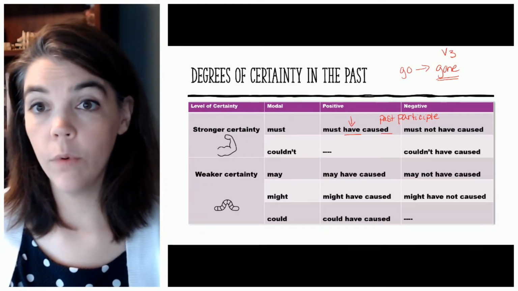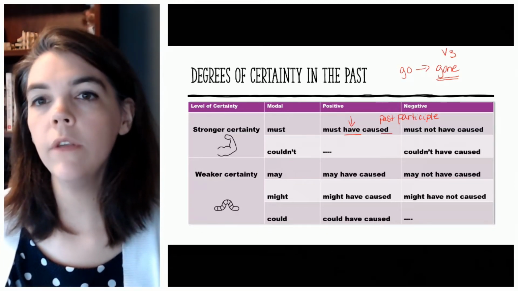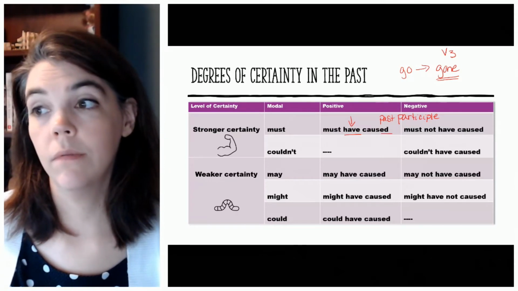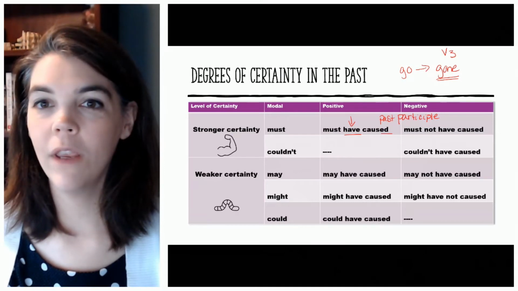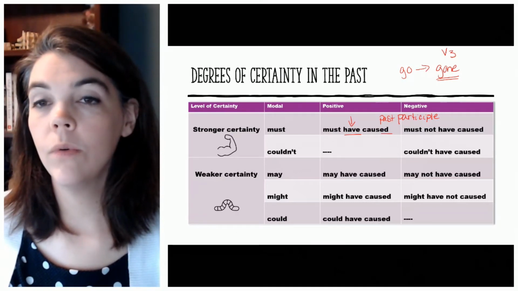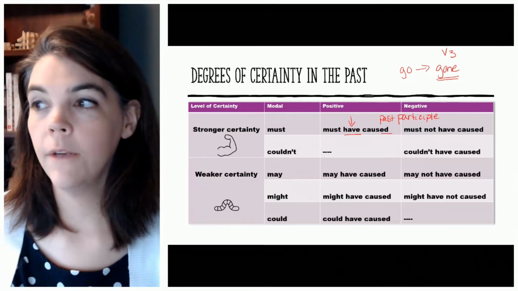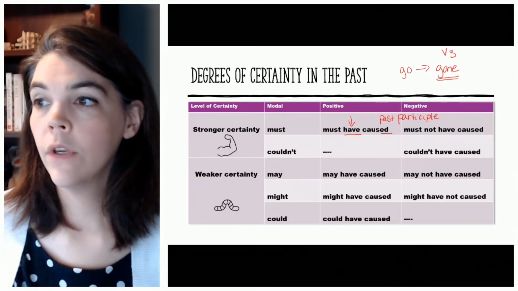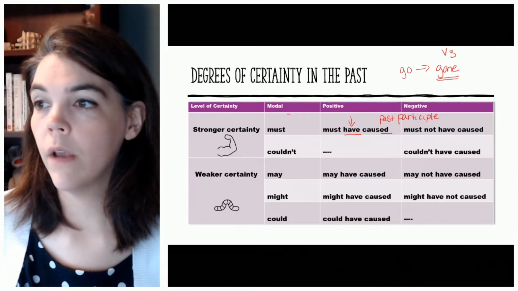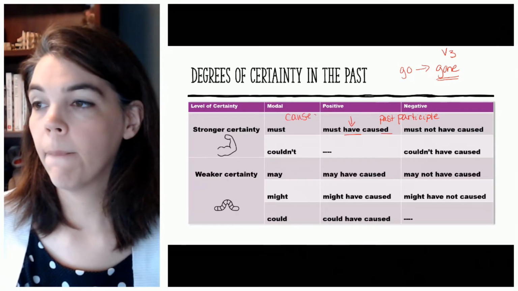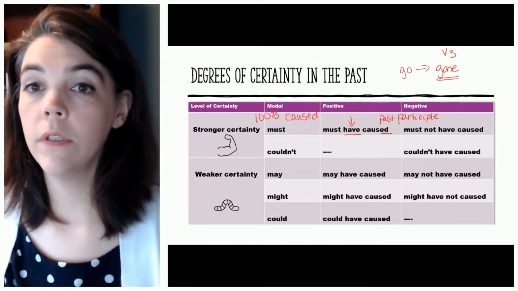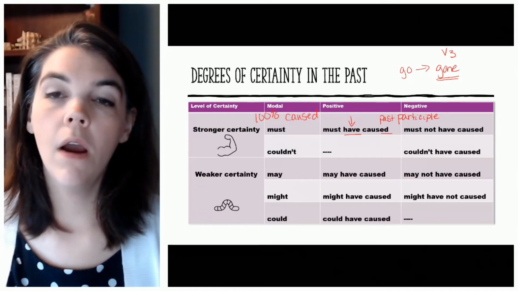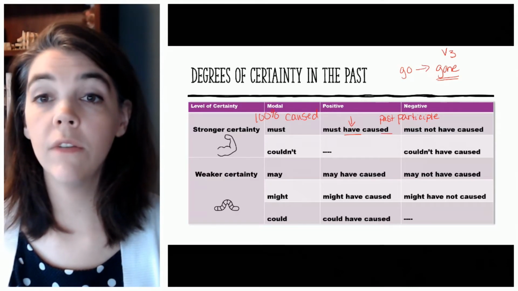I have these in order of strength. My question to you is, what is stronger than must? What is stronger than must? Just the regular verb. If you want to show 100% certainty in the past, you're just going to write the word caused. And there you have 100% certainty. So don't feel like you always have to have a modal of certainty. Remember, modals of certainty are to express degrees of uncertainty.